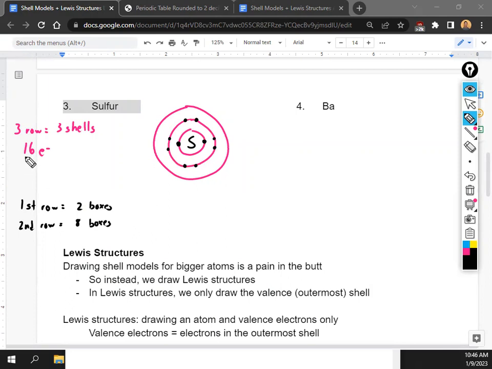Now, we have to have 16 total, right? We used 2 and we used 8, so that's 10. So we only have 6 left. And these ones we can put on the outside. So 1, 2, 3, 4, 5, 6. And there you go. If you count them all up, that's 16 electrons. So that's what sulfur looks like.